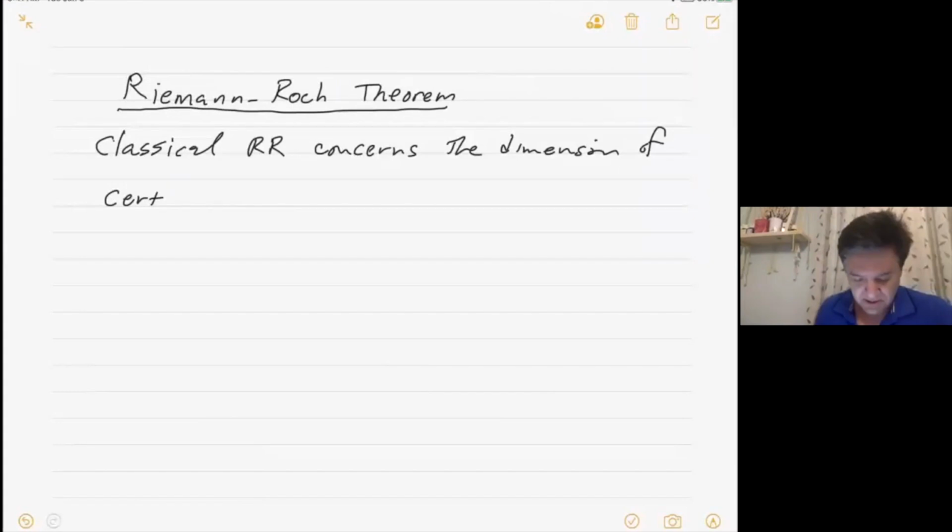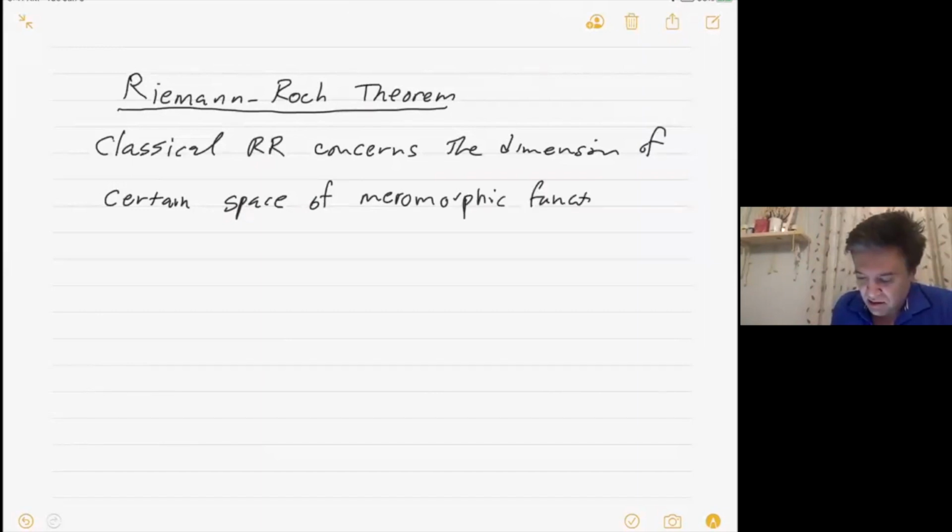Okay, so today I'm talking about Riemann-Roch theorem and the classical version of this theorem, which concerns the dimension of certain space of meromorphic functions on a Riemann surface.